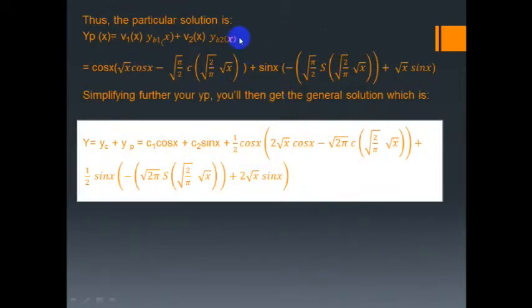Thus, we obtain our yp, which is equal to cosine x times the quantity square root of x cosine x minus square root of pi over 2 times C times the quantity of square root of 2 over pi times square root of x plus sine x times the quantity of negative square root of pi over 2 times S times the quantity of square root of 2 over pi times square root of x plus square root of x sine x.